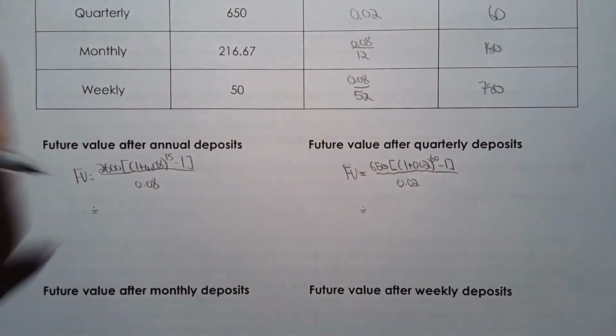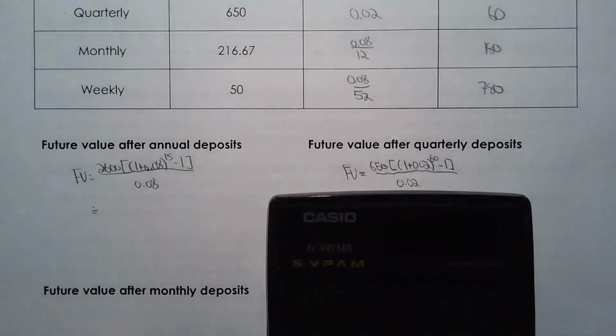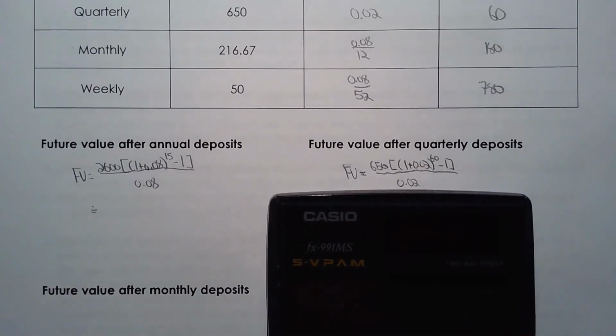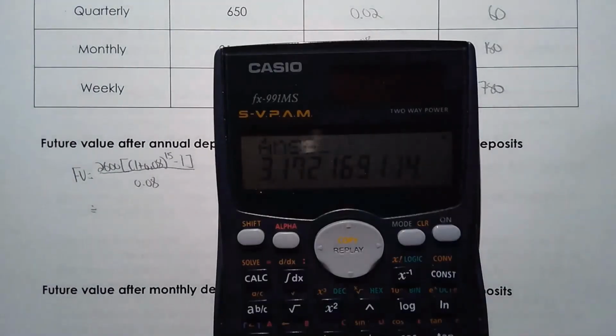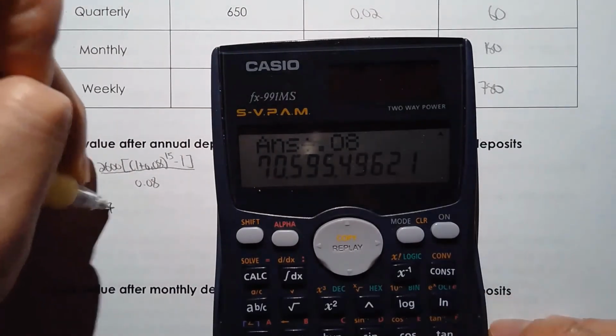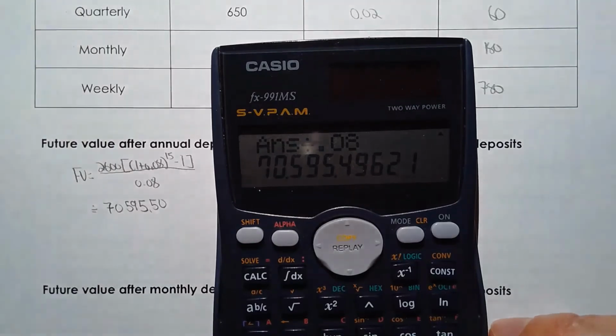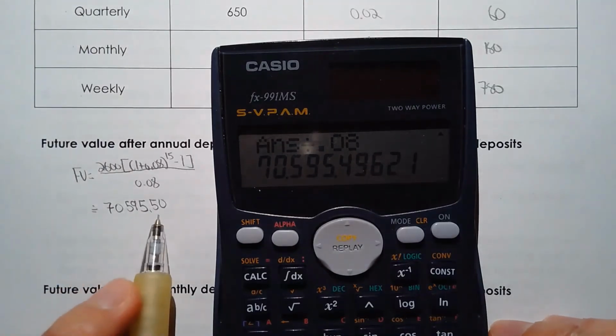All right, so before we do the math, I want you to ask yourself which one's going to have the greater future value. Hopefully, you already know the answer. So if you do it annually, you'll get about $70,595.50.